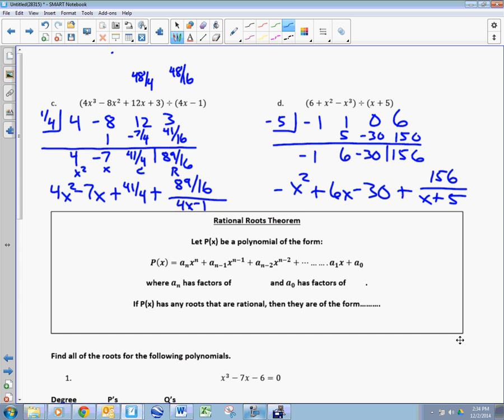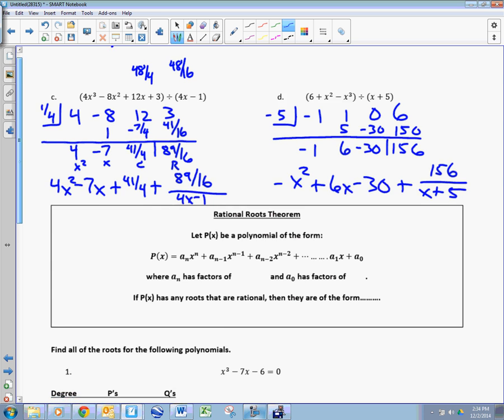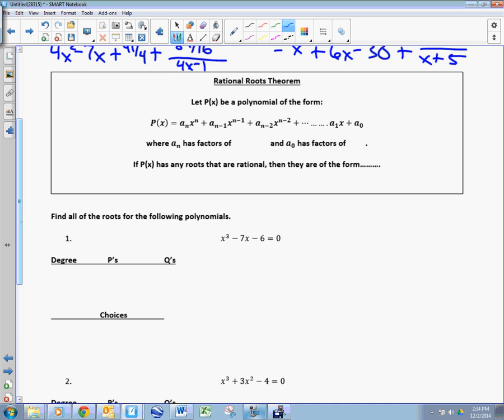Okay, so here's the deal. I'm not going to give you an assignment over synthetic division and long division. This is something you should have learned from last year. We just reviewed it for about 25 minutes. We are now going to apply our learning to the rational roots theorem. The rational roots theorem is, I think, probably the coolest part of algebra.